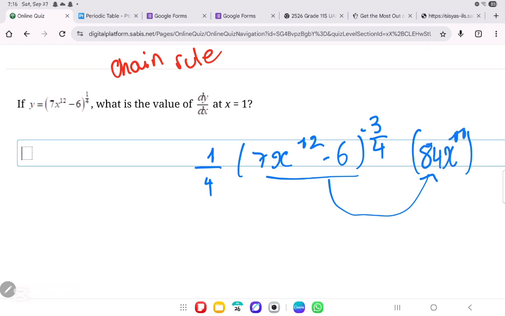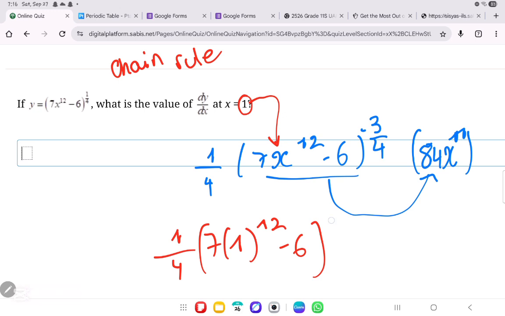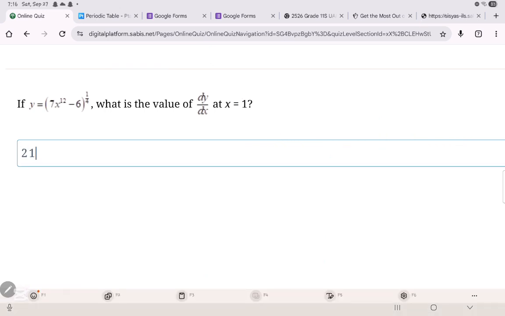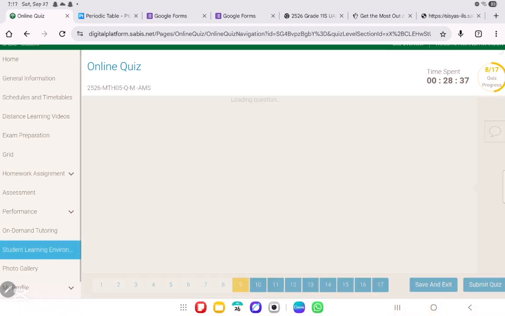Now, there's no necessity to expand and simplify to make it simpler. You can directly substitute 1 and you can save your time. So it's going to be 1 over 4 times 7. Do not forget the brackets. Times 1 to the power of 12 minus 6, all of it to the power of minus 3 over 4, times 84 times 1 to the power of 11. So if we put it on the calculator, we would get our answer to be 21. Very simply. Let us move on to question number 9.